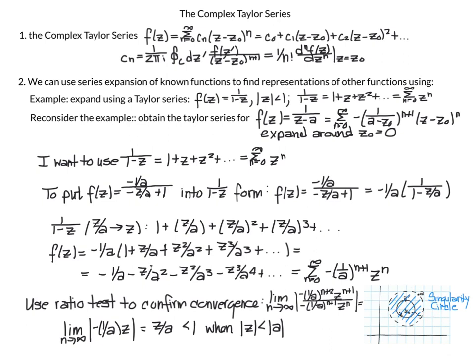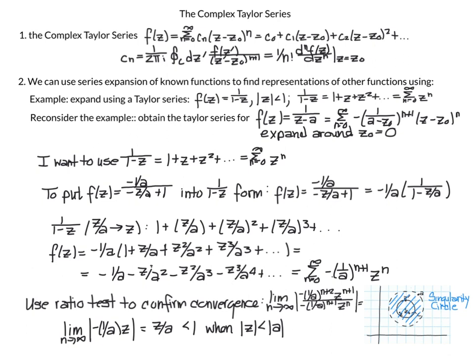So the distance from z to z naught, and in this case z naught is equal to 0, is less than the distance from a to 0. So here we have shown we have absolute convergence according to our ratio test.